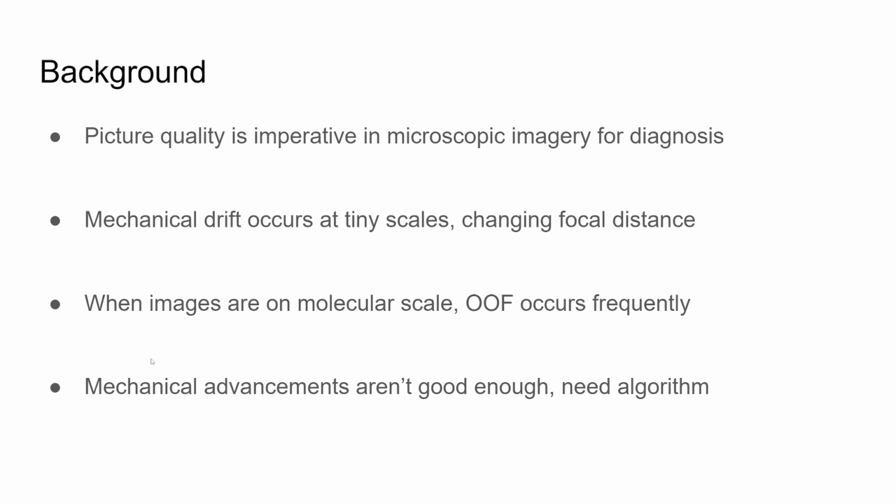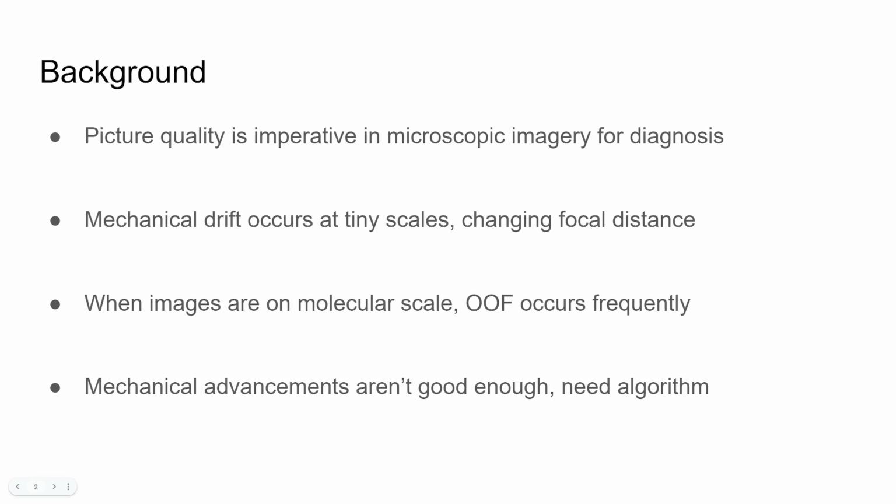In the medical field, the clarity of pictures is extremely important for correctly diagnosing diseases such as malaria and cancer. When these images are taken at such a small scale, typically cells and even molecules, mechanical drift occurs and can move the lenses a few micrometers closer or further away from the subject, which makes the picture blurry and can lead to misdiagnosis. It is extremely difficult and expensive to have hardware good enough to counter mechanical drift, so I designed a deep learning neural network in order to accommodate for this.